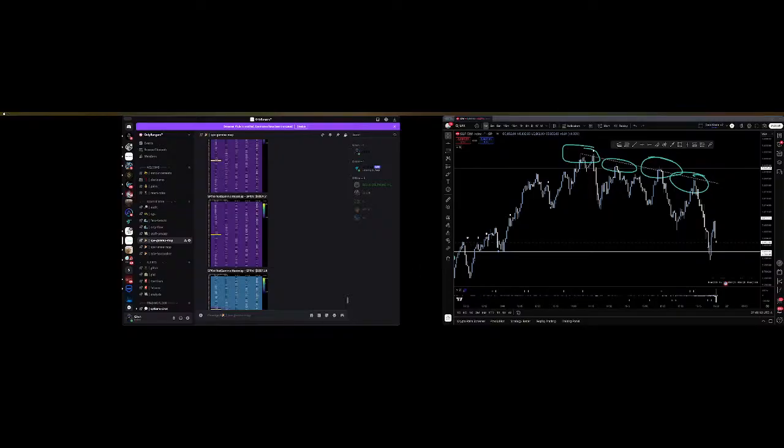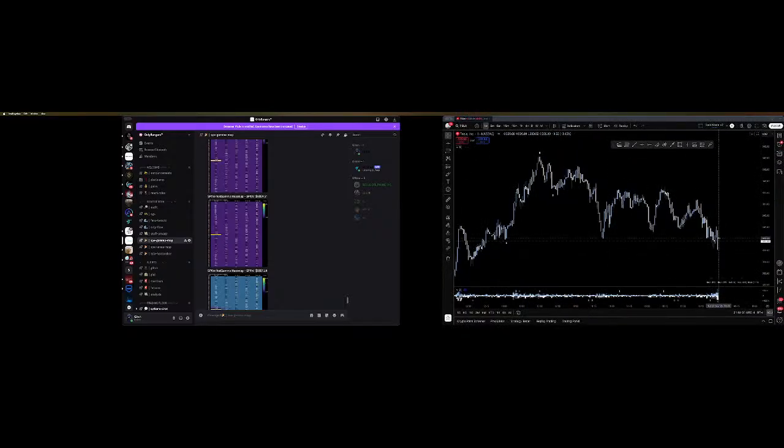All right, Tesla Heatseeker. I mentioned the range was 330 and 340, and then it pretty much pinned and closed at 340 today, I think. Yeah, it's a pretty close one.